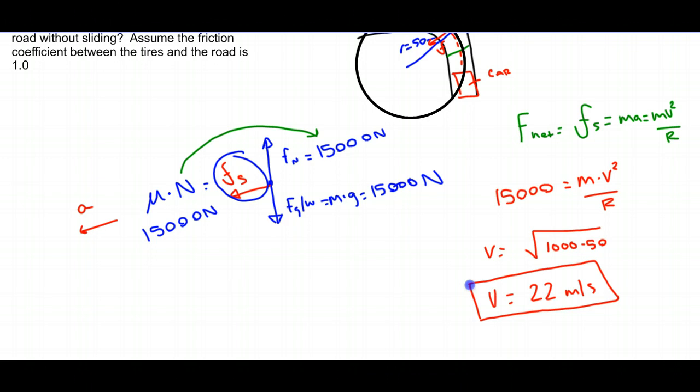Now what that means is that if we were going faster than that, we would actually fly out, because this 15,000 here is the maximum that our static friction force can be. So we would need more than 15,000 newtons to keep us in a circle of radius 50 meters if we were going faster than about 22 meters per second. If we're going slower than that, our friction force can decrease, and that's perfectly fine. But if we're going faster than that, our friction force would have to increase past what it can actually do. So that can't happen.